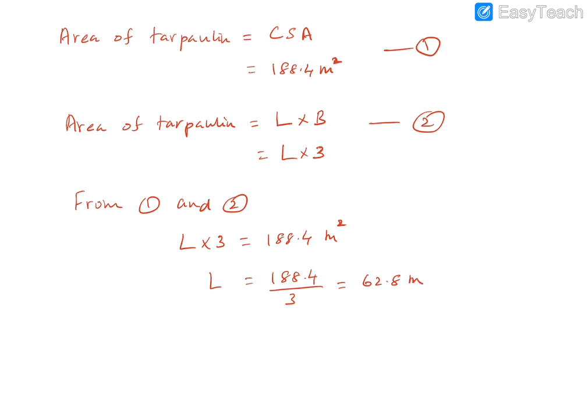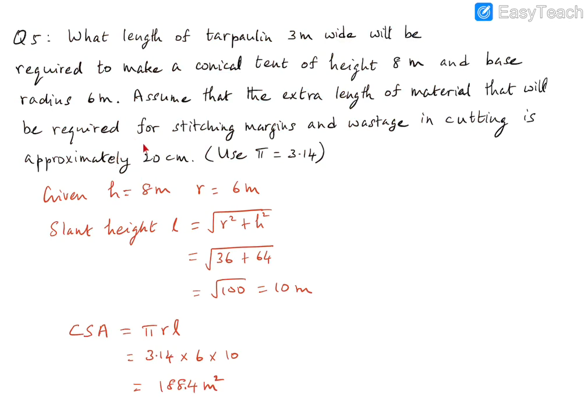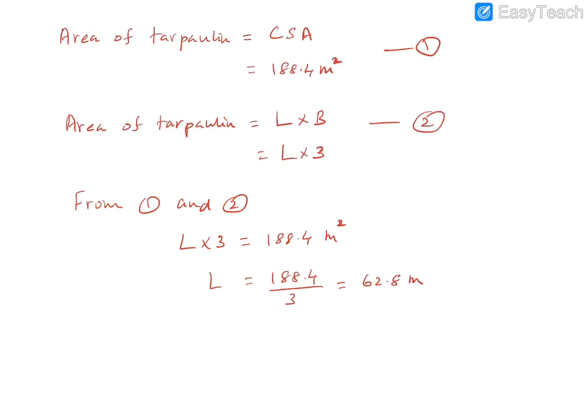Okay. Now we are also given in the question that we have to consider a wastage of 20 centimeters for the stitching margins and wastage in cutting. So the wastage is 20 centimeters. So let's write down the wastage. Wastage equals 20 centimeters, but we have all our other dimensions in meters, so we want to convert this 20 centimeters to meters. We have to divide it by 100, so 20 divided by 100 meters, so we get this as 0.2 meters.